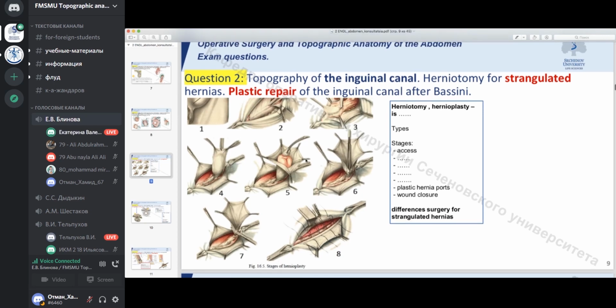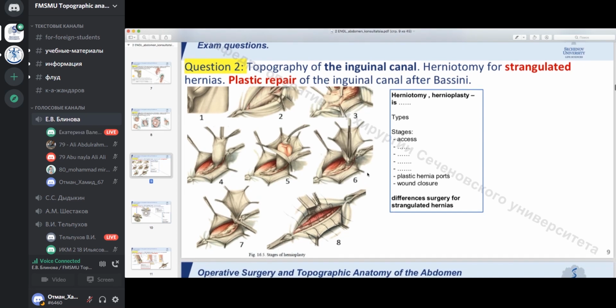The next stage, you should make a revision of the hernia contents and recognize living or non-living organs. If living, you should return the loops of the intestine inside of the abdominal cavity, ligate the neck of the hernia sac, and remove the hernia sac.